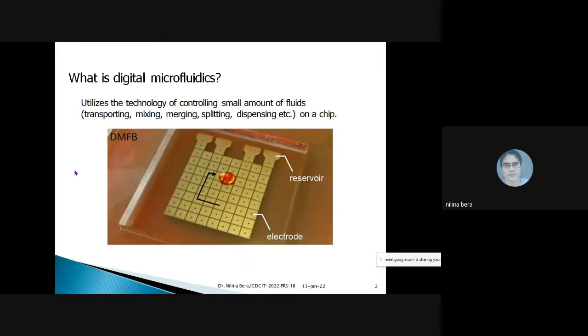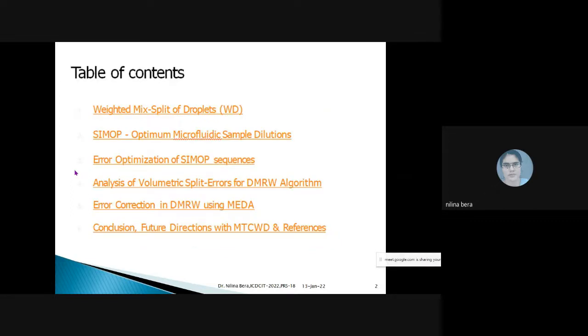It utilizes the technology of controlling small amounts of fluids, that is transporting, mixing, merging, splitting, and dispensing of droplets on a chip. Now here I am going to cover weighted mixed split of droplet, that is the WD algorithm, the optimal microfluidic sample dilution SIMOF algorithm, error optimization of the SIMOF sequences, and the analysis of volumetric split error for the DMRW algorithm.